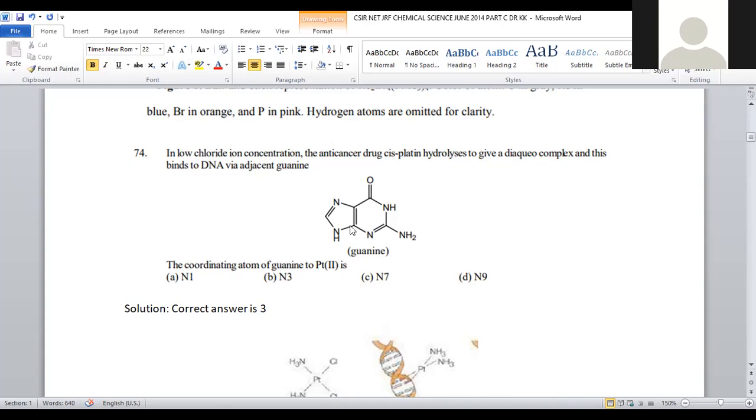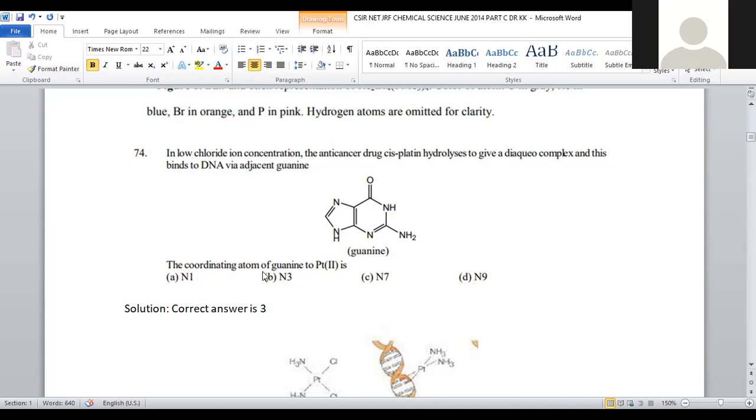Here, if you see guanine, it is a DNA base where we have a 6-membered ring with 2 nitrogens and a 5-membered ring with 2 nitrogens again, right? So this is a condensed system. In this guanine system, we have N1, N3, 4, 5, 6, 7. So the positions of nitrogens are N1, N3, N5, N7. These are the positions of nitrogens.